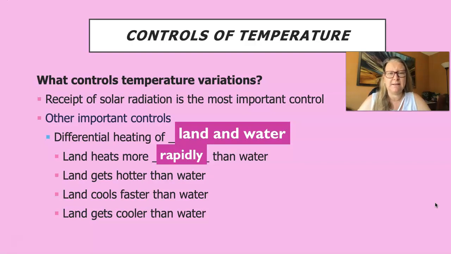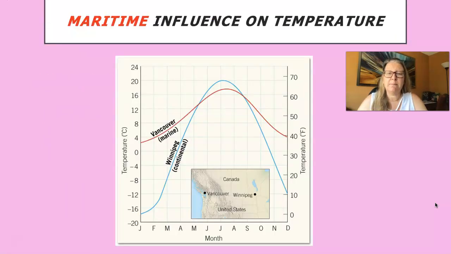What part is easiest to eat first? The crust. The filling is much hotter because the filling has a lot of water in it, and it's going to take more time for that to cool down. So here's an annual temperature chart that shows this influence of water versus land. Sometimes we call it a maritime influence.